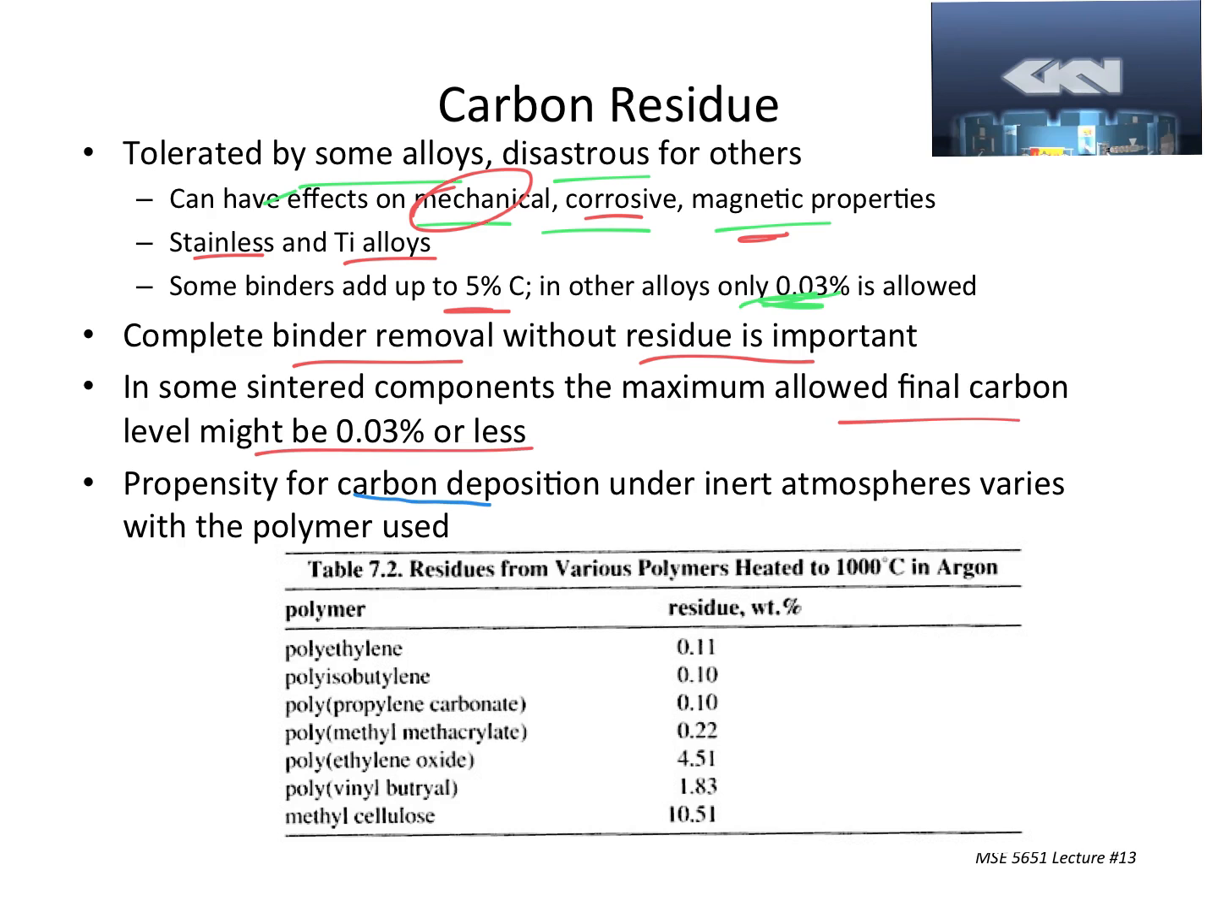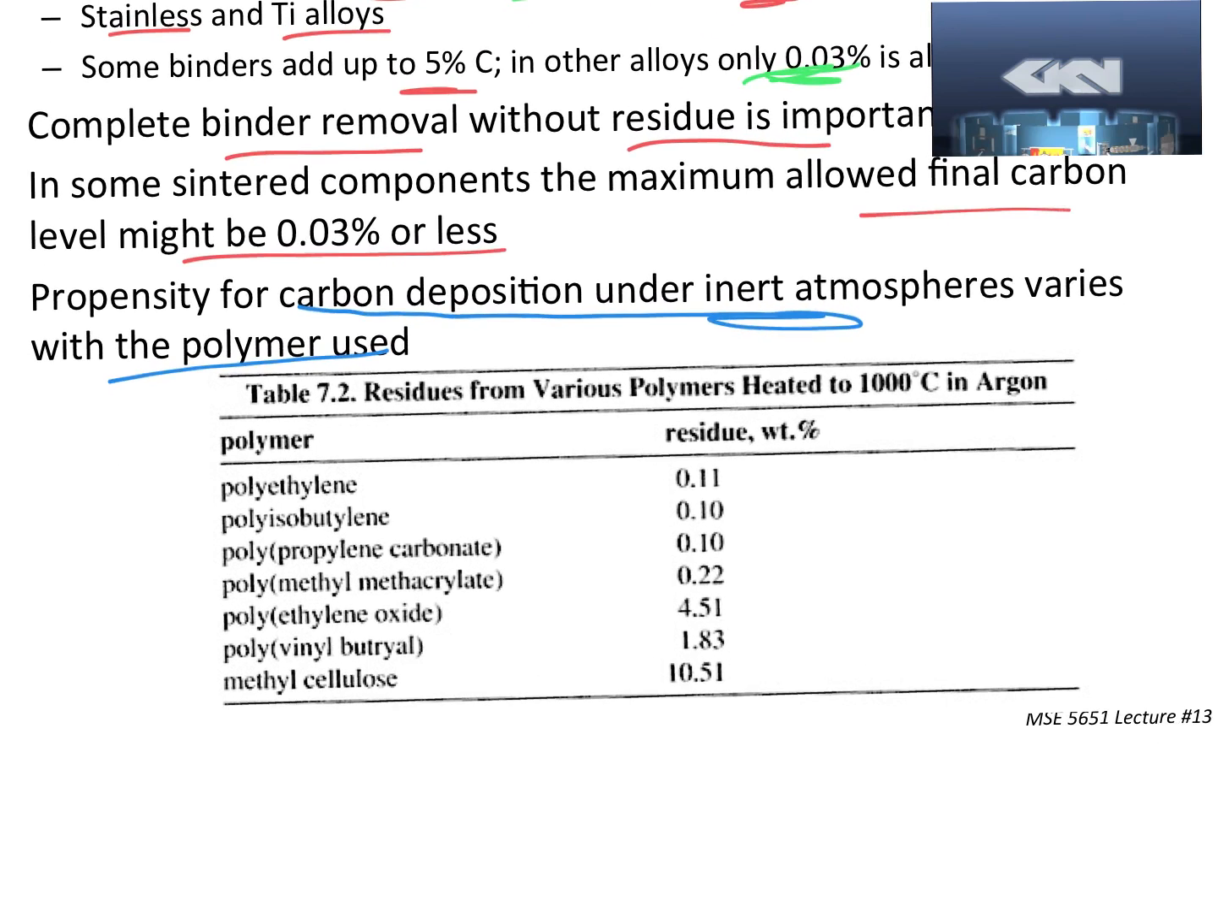And the propensity for carbon deposition under inert atmospheres varies with the polymer used. This is one of the things that still doesn't make a lot of sense. This is showing you a very simple experiment. These are not injection molded polymers. These are just polymers heated to 1,000 degrees C in an argon atmosphere. So you can do this in the TGA. You have just a little chunk of pure polyethylene, and you see what it does in terms of weight loss. Again, this is in argon, so no oxygen to oxidize the carbon to anything.